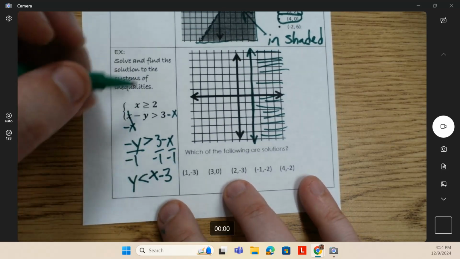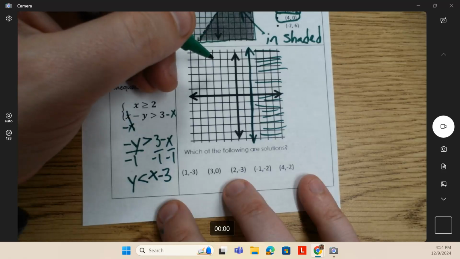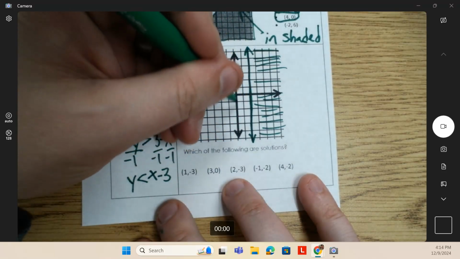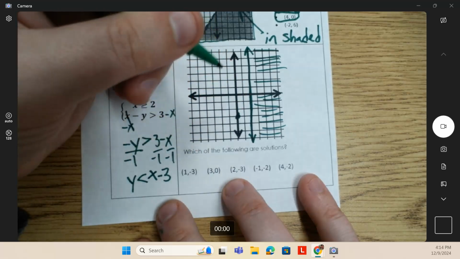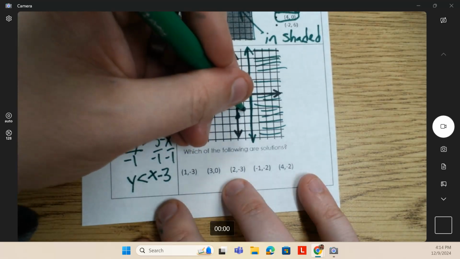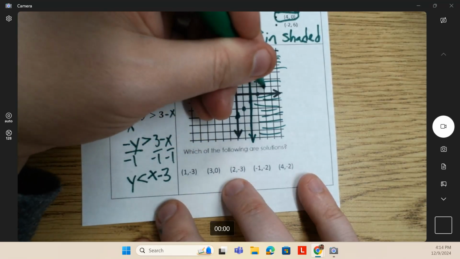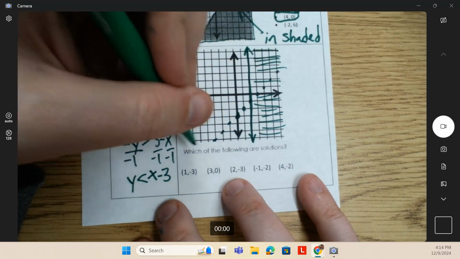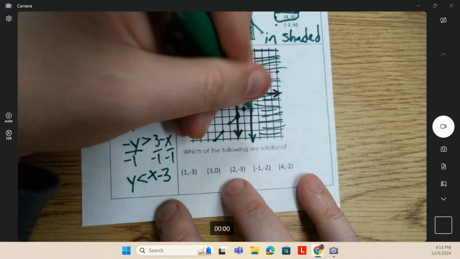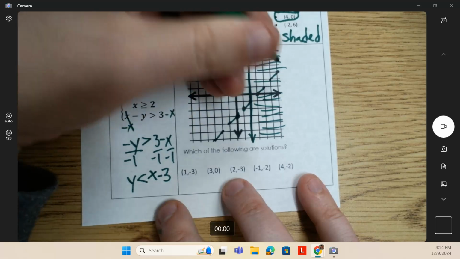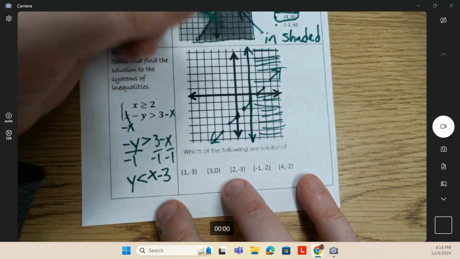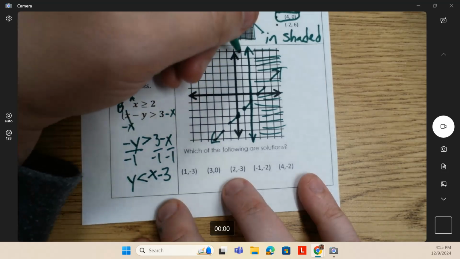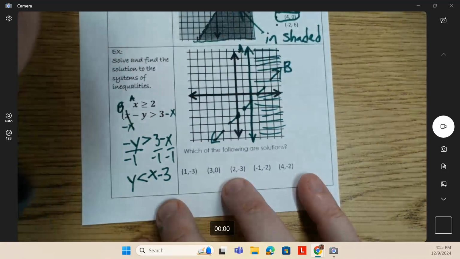Once we do this though, I get a y-intercept of negative 3, and then a slope of 1. So doing my dots, this will be just less than. So what I do is I kind of connect every other dot, and it gets me a dotted line. So if we labeled those A and B, this would be line A, this would be line B.